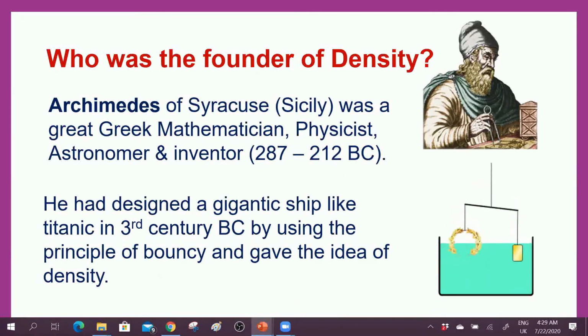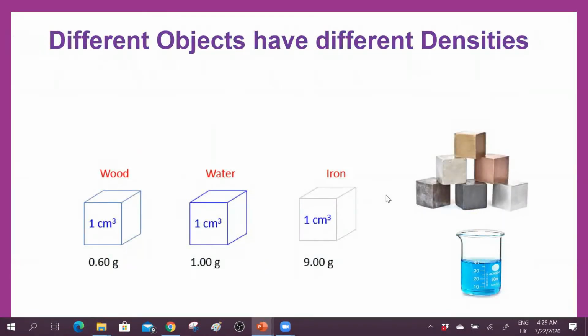Archimedes was a great Greek mathematician, physicist, astronomer, and inventor. He had designed a gigantic ship like Titanic in the 3rd century BC by using the principle of buoyancy and gave the idea of density. Different objects have different densities.